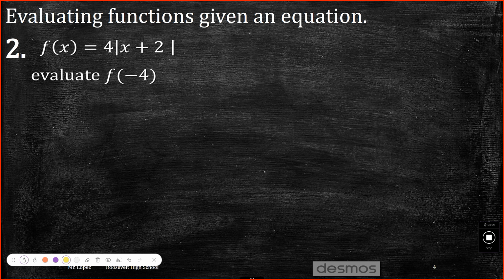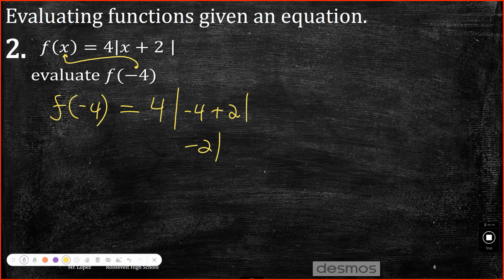All right, so x is negative 4, right there. f of negative 4. What is the output of negative 4? Okay, there's my x. I'm going to plug in negative 4 for x plus 2. And now I'm going to use order of operations. So negative 4 plus 2 is what? Negative 2. Absolute value of negative 2. Bring down the 4. The absolute value of negative 2 is 2, times 4 is 8.